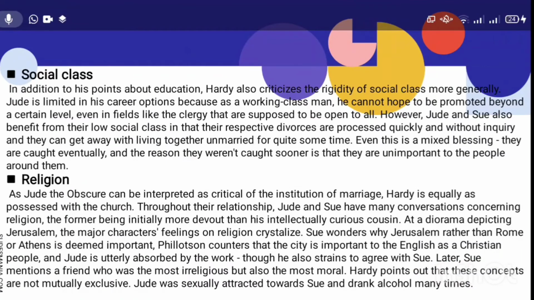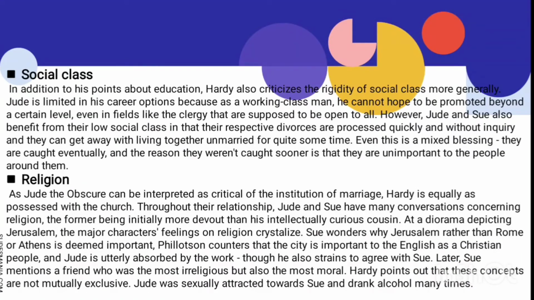Next is social class. In addition to his points about education, Hardy also criticizes the rigidity of social class more generally. Jude is limited in his career options because, as a working class man, he cannot hope to be promoted beyond a certain level, even in fields like the clergy that are supposed to be open to all.